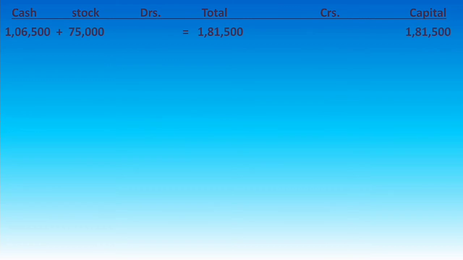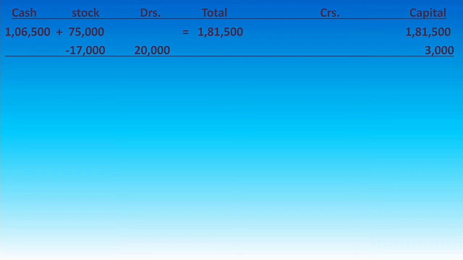Now the next one. Sold goods costing rupees 17,000 on credit to Manish for 20,000. Sold goods costing rupees 17,000, then stock reduced by 17,000. So we can deduct 17,000 from stock, minus 17,000 in the stock column. And goods worth rupees 17,000 sold for rupees 20,000. Here the business earned 3,000 profit. All profits will go to the proprietor. So we can add this 3,000 to capital, then 3,000 in the capital column.